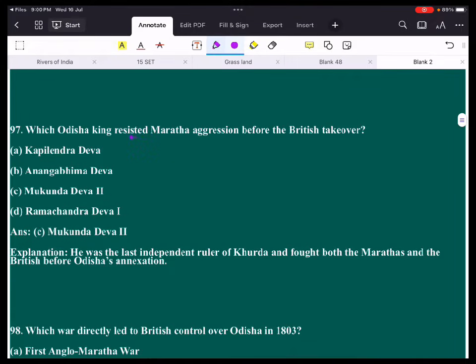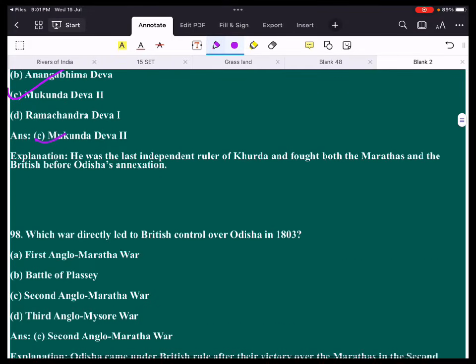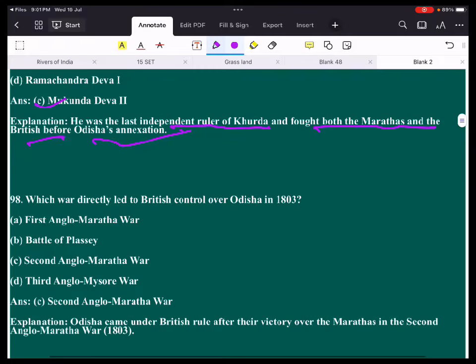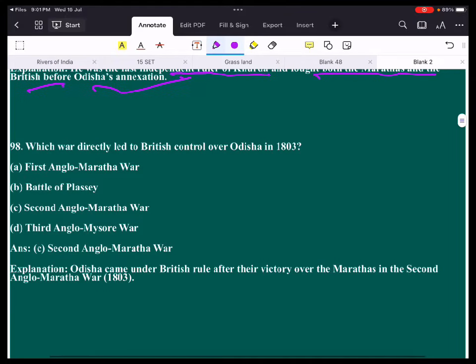Which Odisha king resisted Maratha aggression before the British takeover? That is Mukundadeva II. Option C. Mukundadeva II was the last independent ruler of Khurda and fought both the Marathas and the British before Odisha's annexation, which directly led to British control over Odisha in 1803.